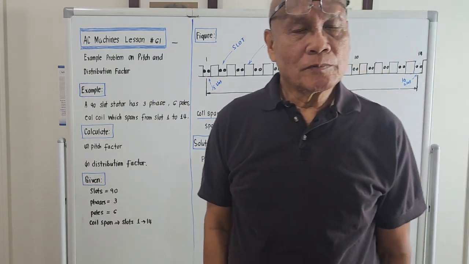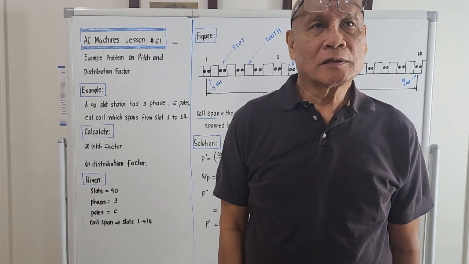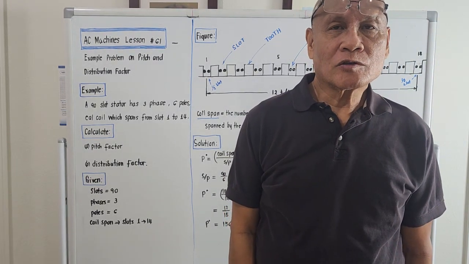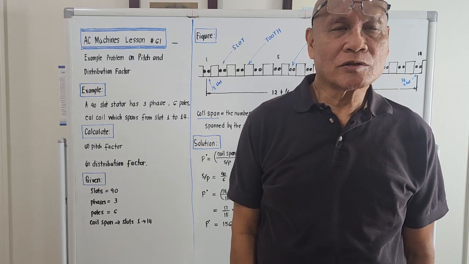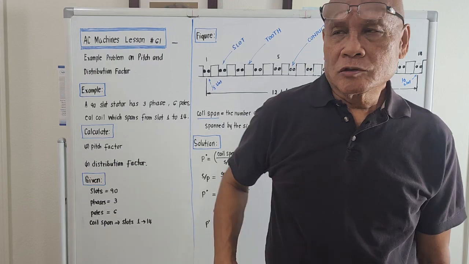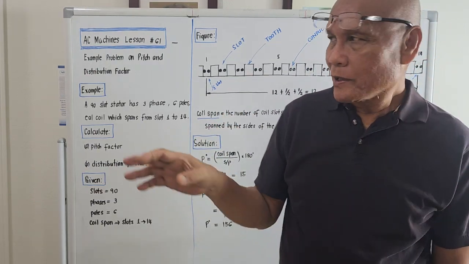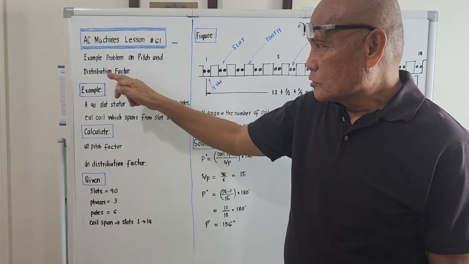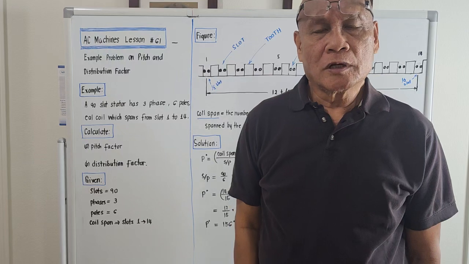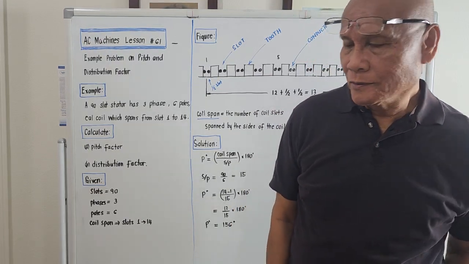Pitch and distribution factor are actually the factors that will correct the induced voltage per phase of any alternator, because there is no such thing as a perfect alternator from the theoretical value. So by multiplying the theoretical induced voltage by this pitch factor and distribution factor, we will be getting the exact generated voltage for any alternator. Okay, let's proceed.